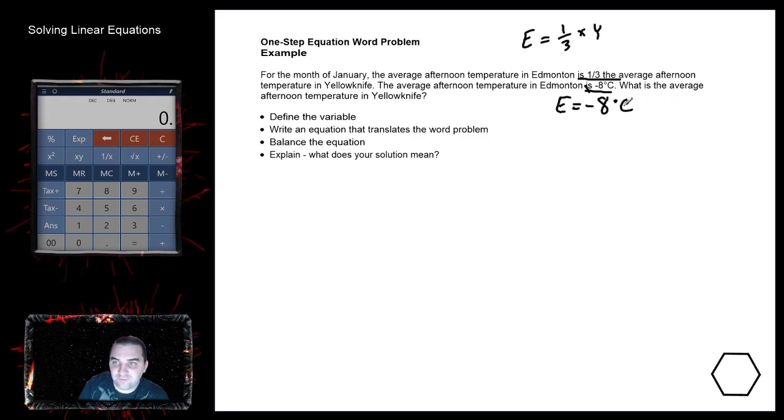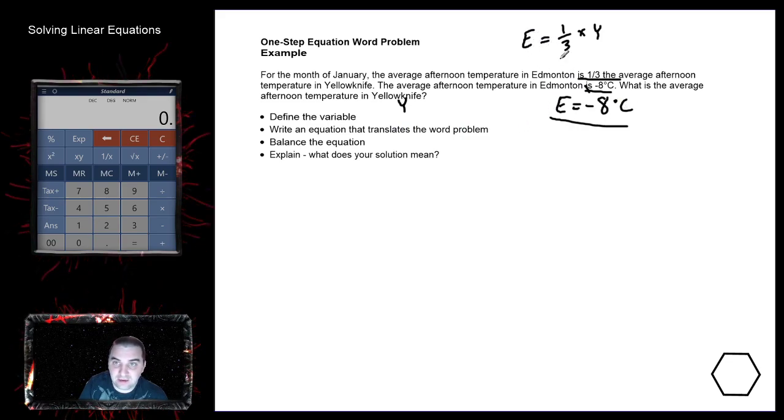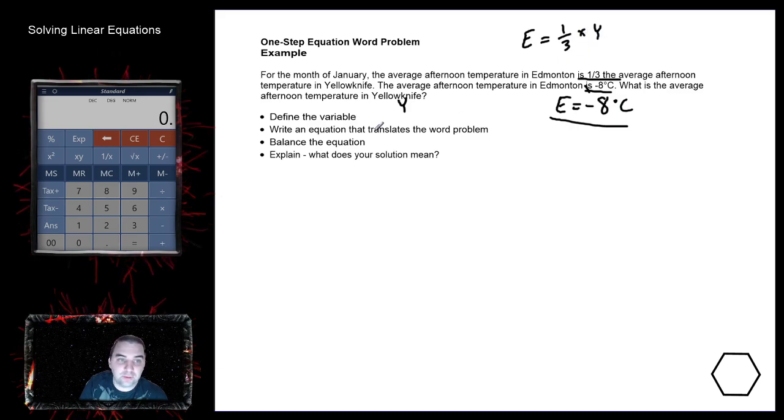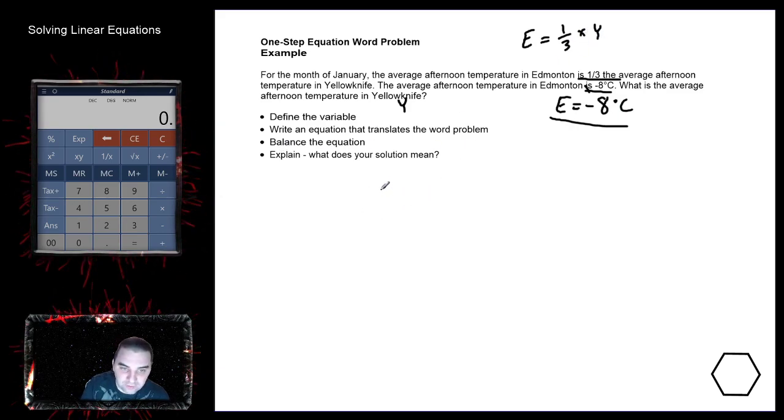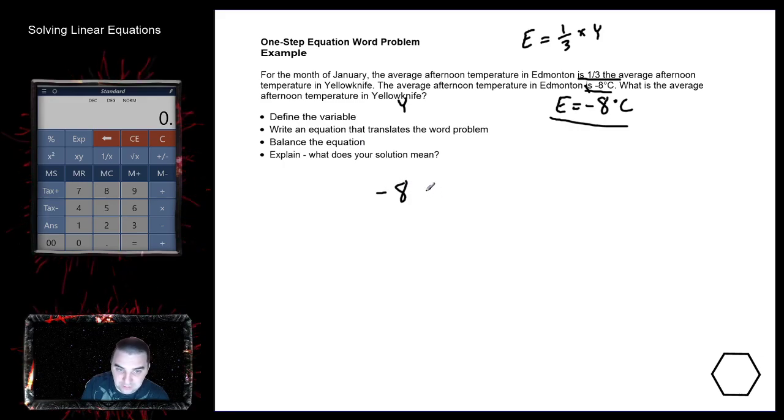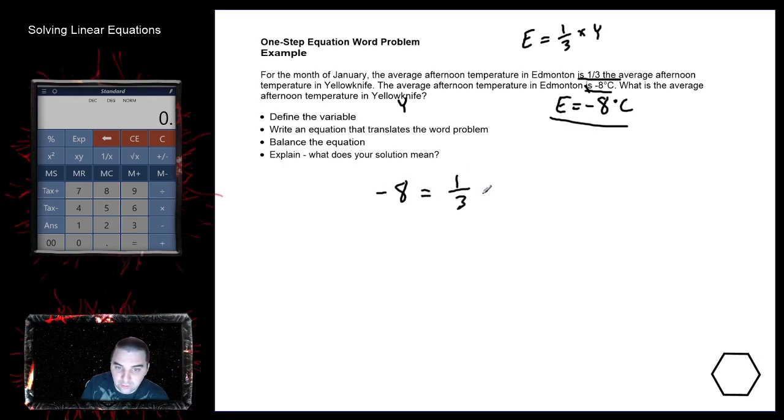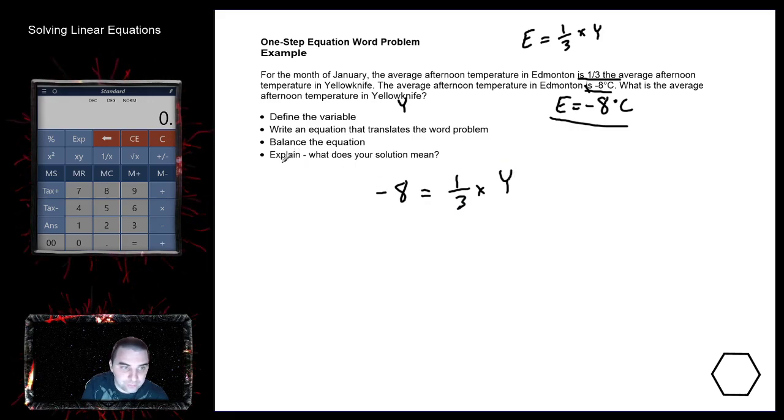All right, and now we have to figure out the average afternoon temperature in Yellowknife. Did we define the variable? Okay, so I put a variable for Edmonton, but we don't actually need it because we know what Edmonton is. The other variable is Y. Y is Yellowknife. Okay? Write an equation that translates the word problem. We did that. Edmonton -8 is 1/3 of Yellowknife. Then we balance it. Let's rewrite that all down here. -8 Edmonton is 1/3 of Yellowknife. Now we balance it. We need to get our variable all by itself.